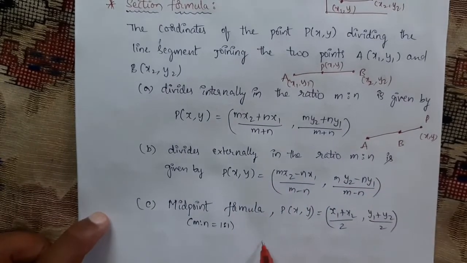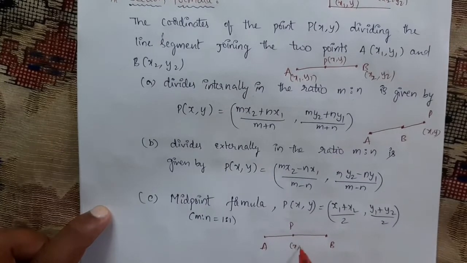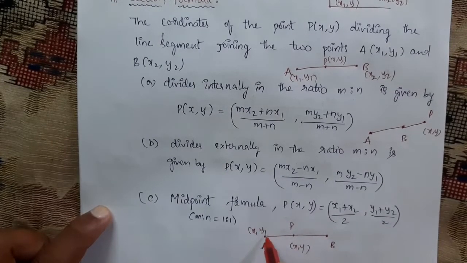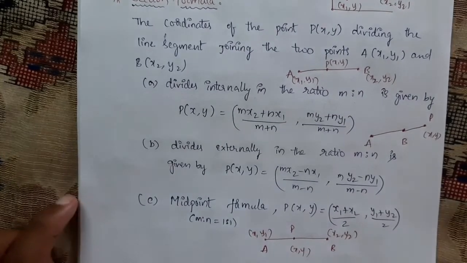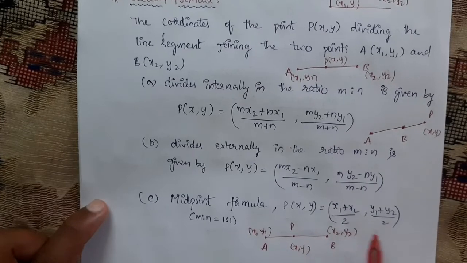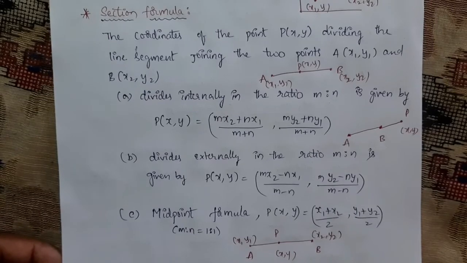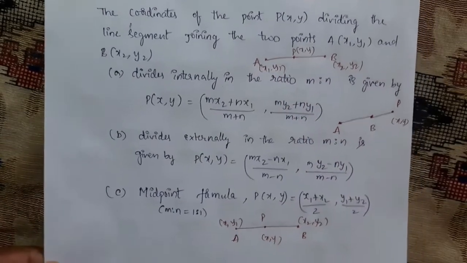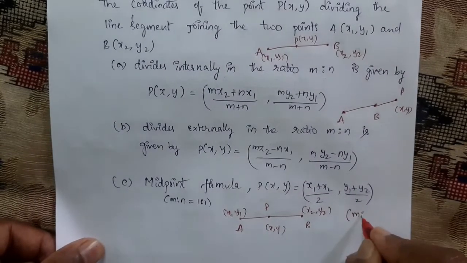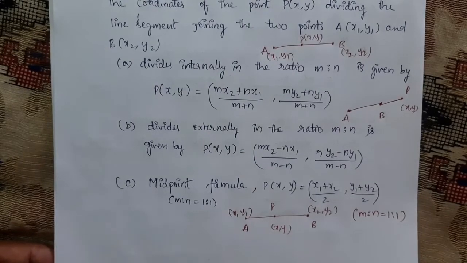Next, if the point P is the midpoint of AB as x comma y, with A as x1 y1 and B as x2 y2, then to find the point P, the formula is (x1 plus x2) by 2 comma (y1 plus y2) by 2. So this is regarding section formulas. In that, m is to n ratio internally, m is to n ratio externally. The midpoint is nothing but m is to n equal to 1 is to 1. If it is in this ratio, this is the midpoint formula.